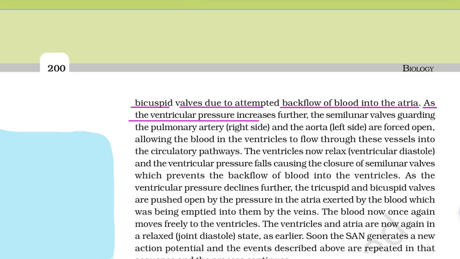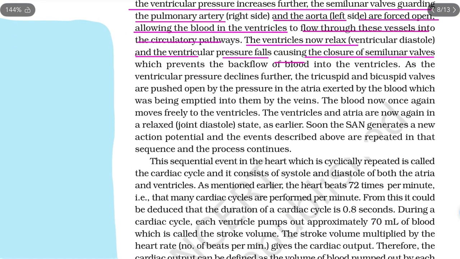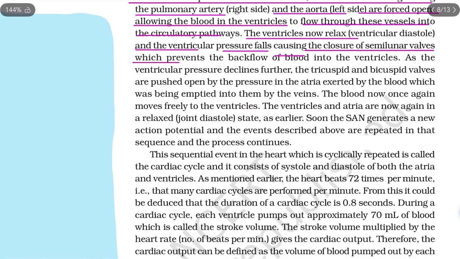As the ventricular pressure increases further, the semilunar valves guarding the pulmonary artery and the aorta are forced open, allowing the blood in the ventricles to flow through these vessels into the circulatory pathways. The ventricles now relax and the ventricular pressure falls, causing the closure of semilunar valves, which prevents the backflow of blood into the ventricles.